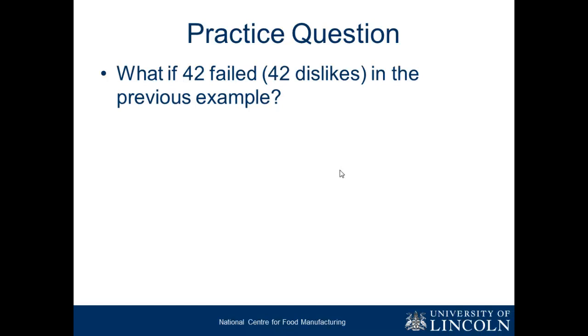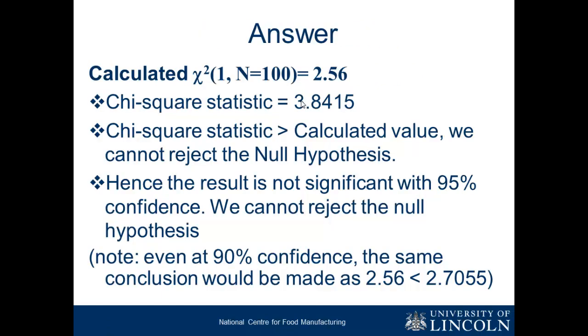Now this is a practice question for you. What if 42 fail, or there are 42 dislikes in the previous example? Are we going to have the same result? Try to solve this problem and see. You can also compare it at 90% confidence. We've been doing 95%, which is a 5% significance level. 90% confidence will be a 10% significance level, so you can also compare the result at that significance level.